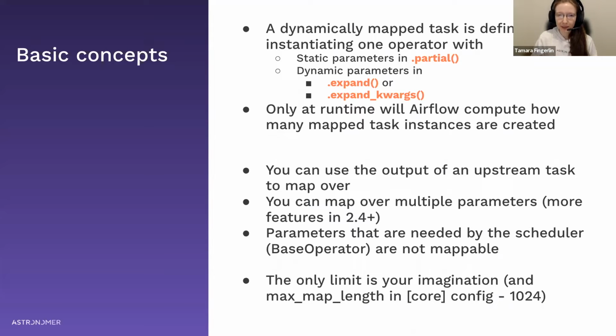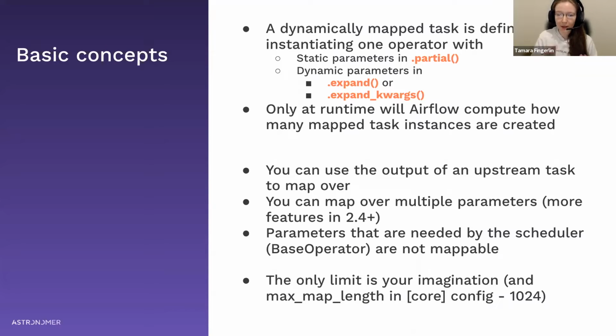And what happens now is this task automatically turns into a dynamically mapped task, and only at runtime, so only when the DAG executes up to this point, Airflow will compute how many mapped task instances are actually needed. And this can change from DAG run to DAG run. Couple of notes. Yes, you can use the output of an upstream task to map over. This is actually one of the most common use cases and one of the exciting parts of this feature. Yes, you can map over multiple parameters. This was heavily expanded in Airflow 2.4.